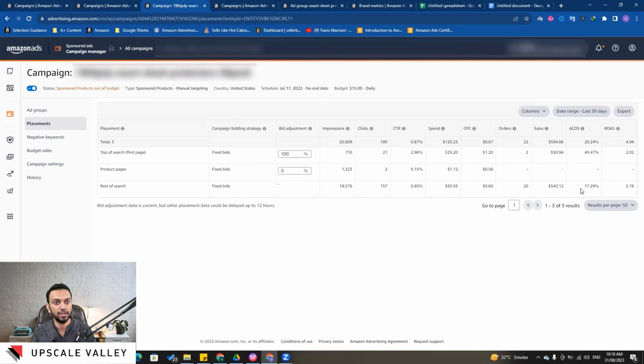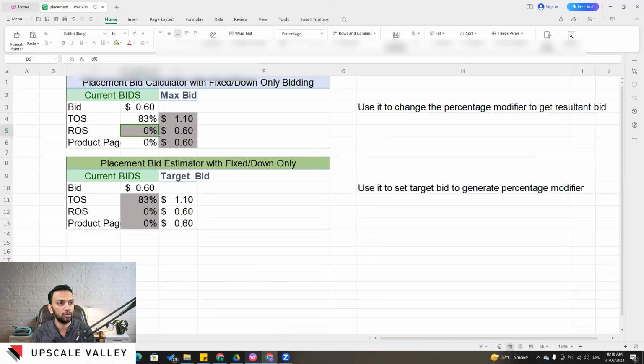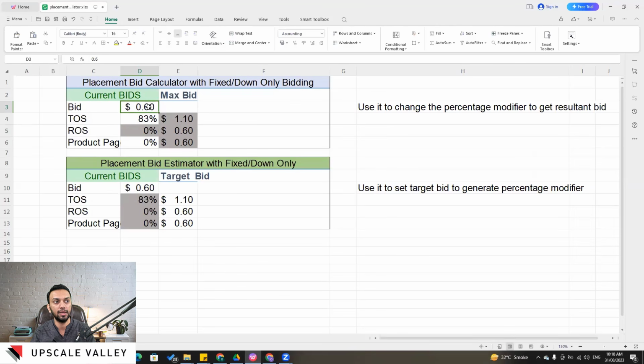So the first scenario is that my ACOS is higher at the rest of search and lower at top of search. Now I want the rest of search bid to be decreased and the top of search bid to be maintained. For that, let's say I decrease the bid, so that instead of 60 cents, I am only willing to pay 40 cents. Or you can still do it here as well. But I want my target bid to be the same. So this section is giving you the answer for that part.